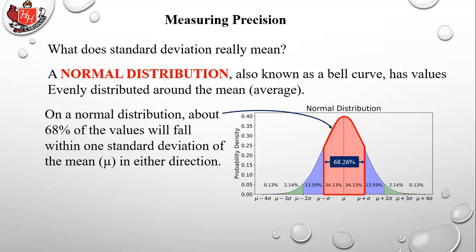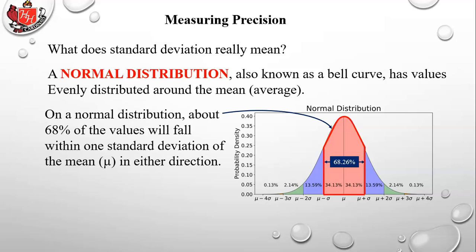So you can see there the pink area, 34.13% to the right of mu, 34.13% to the left of mu. That's a little more than 68% of the values are plus or minus 1 standard deviation of the mean. Now the blue area, if you added that in, that's 2 standard deviations, plus or minus 2 standard deviations. So if you added those percentages together, 13.59 plus 34.13 plus 34.13 plus 13.59, you'd get about 95% of the values fall within 2 standard deviations of the mean.